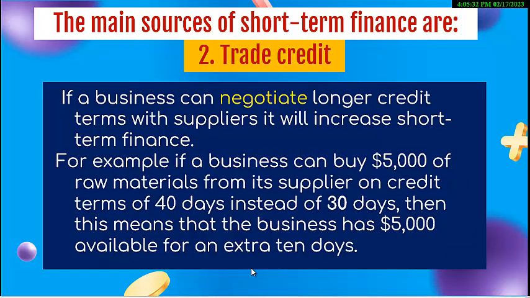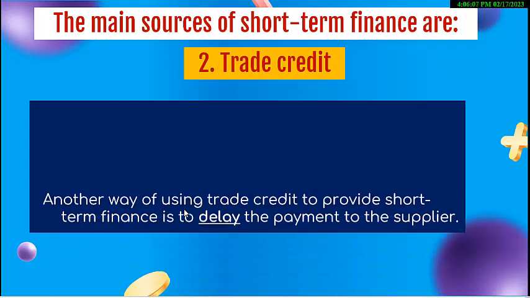If a business can negotiate longer credit terms with suppliers, it will increase the short-term finance. For example, if a business can buy $5,000 of raw materials on credit terms of 40 days instead of 30 days, then this means that the business has $5,000 available for an extra 10 days. Instead of the 30, now they are available for 40 days.